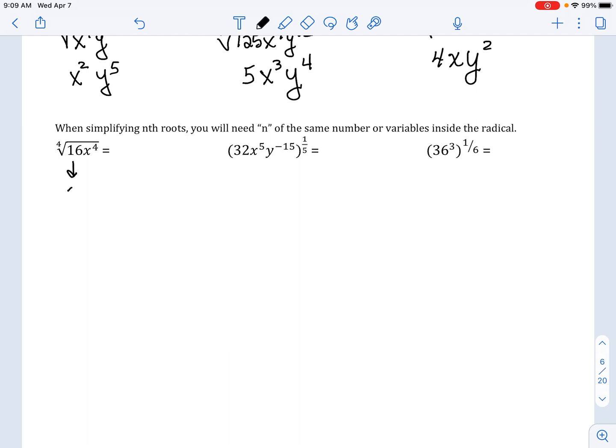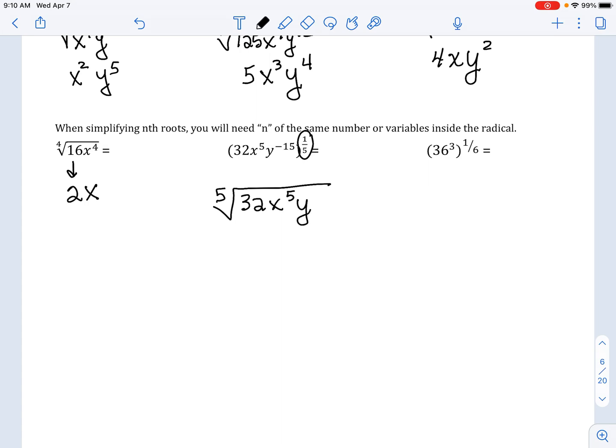So the 4th root of 16 is 2, and the 4th root of x to the 4th is going to be x, because you need now 4 of the same for 1 to come out. So 4 of the same because it's a 4th root. For the next one, we see that the rational exponent is 1/5. That's going to indicate a 5th root.